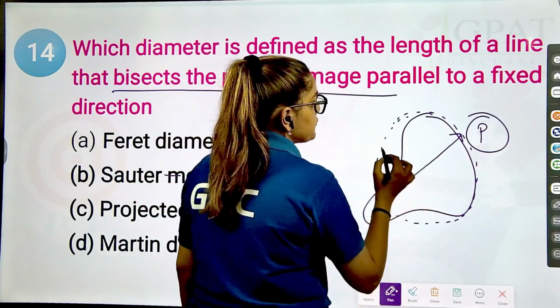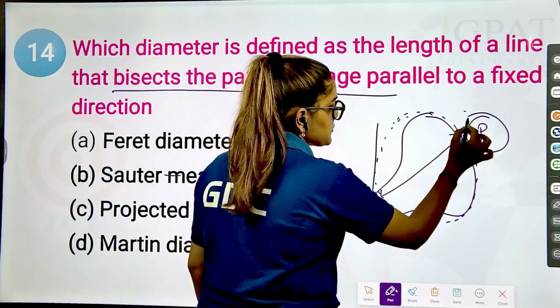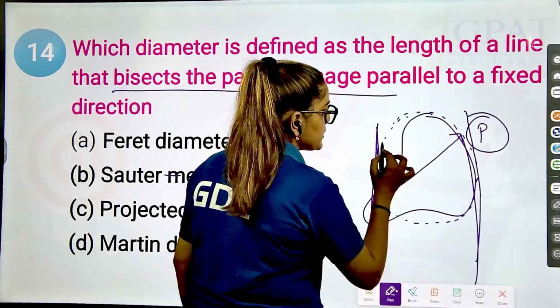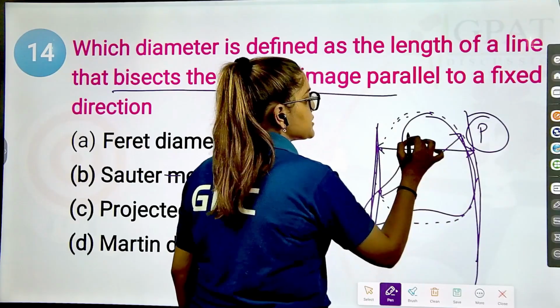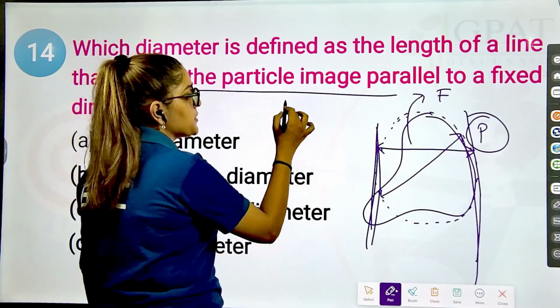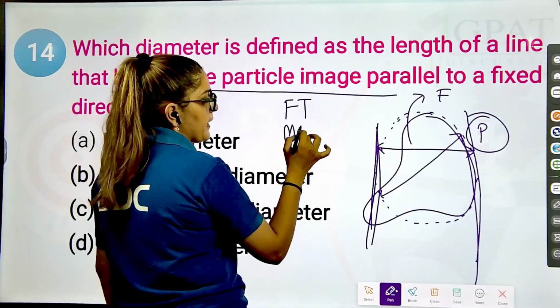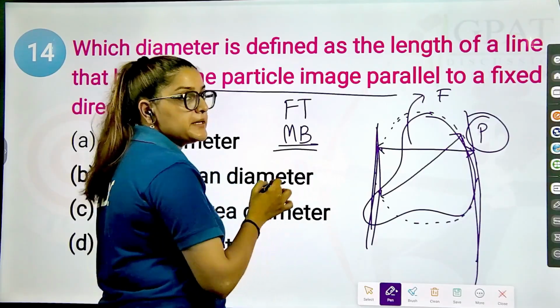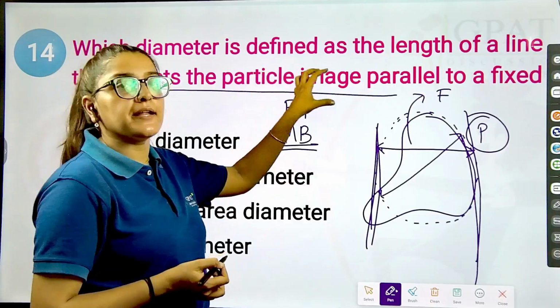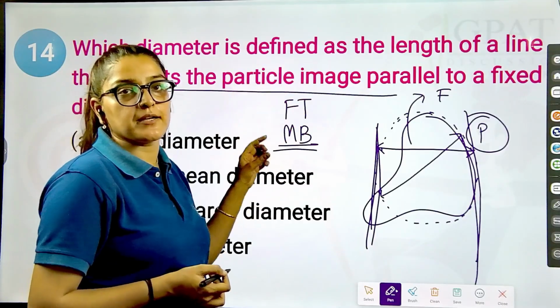Now, next we have the distance between the two tangents. Suppose these are the two tangents, right? So, the distance between these two tangents is referred to as Feret's diameter. A simple way to remember is FT MB, right? MB, GB, TB, you all know. So FT MB: Feret tangent, Martin bisect.